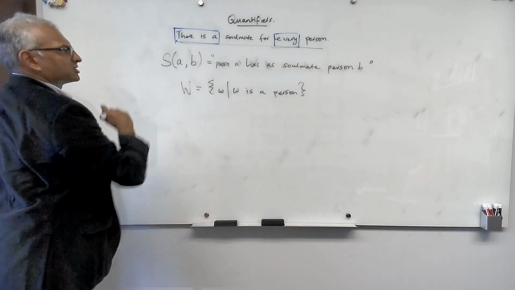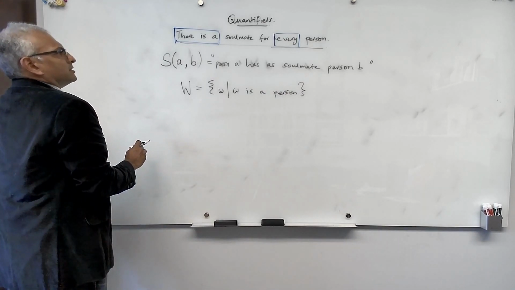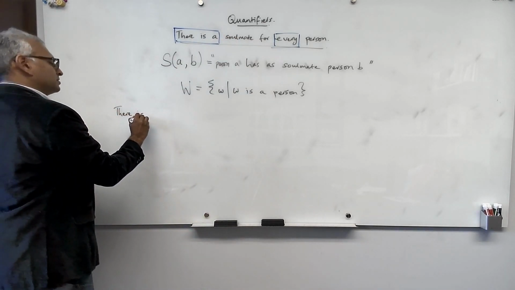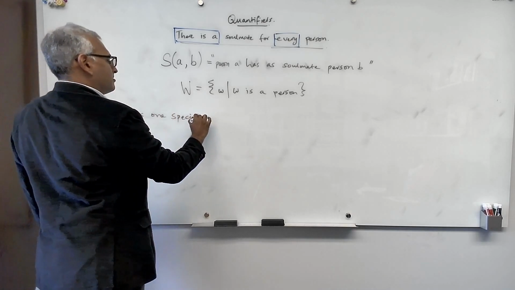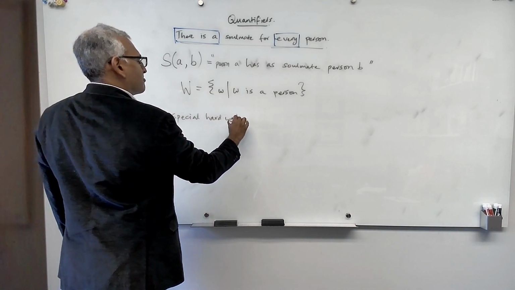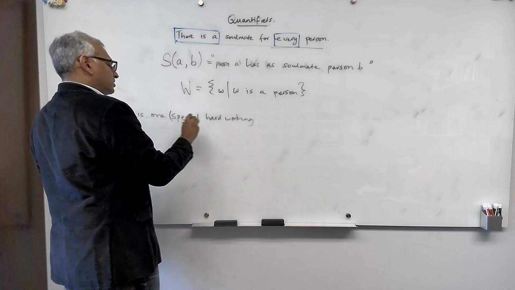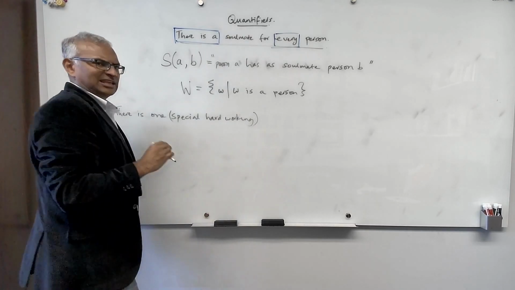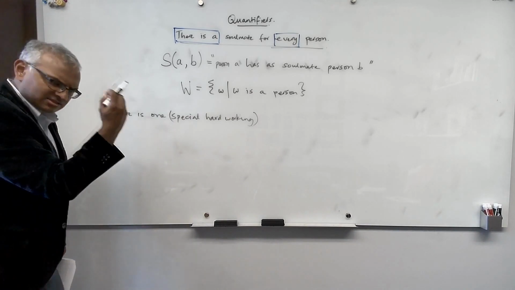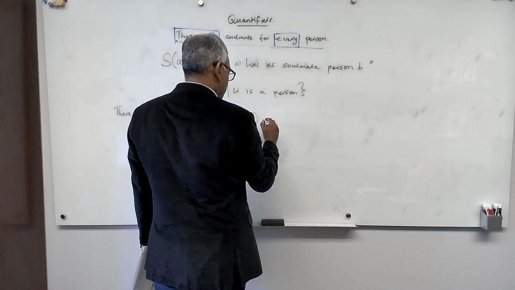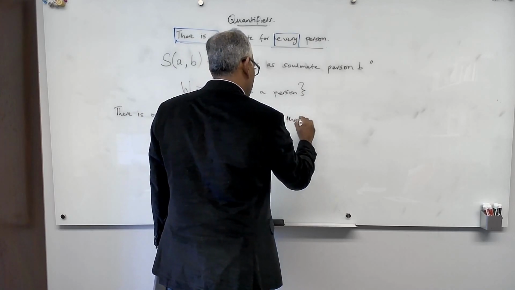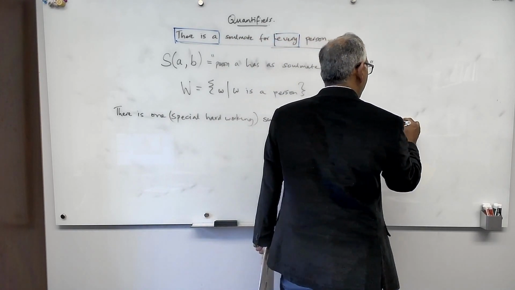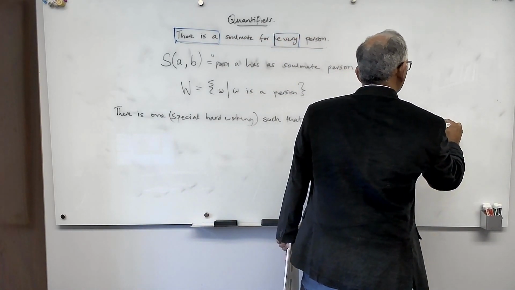Now, the first version of that says there is one special soulmate. There is one special (hardworking, in parentheses, just to imply that; that's not actually in the statement, but that's what we really mean) soulmate such that that person is a soulmate to everyone.